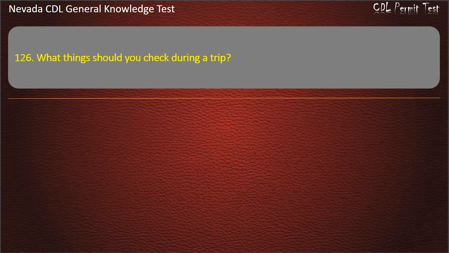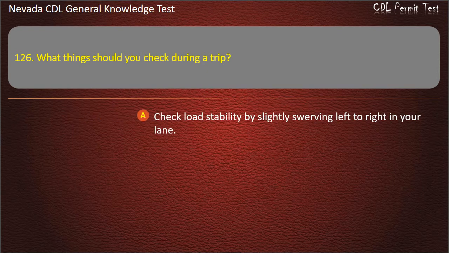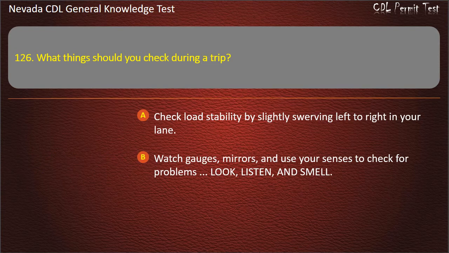Question 126. What things should you check during a trip? Check load stability by slightly swerving left to right in your lane. Watch gauges, mirrors, and use your senses to check for problems. Look, listen, and smell. Map, directions, and weather report. Answer. Watch gauges, mirrors, and use your senses to check for problems. Look, listen, and smell.